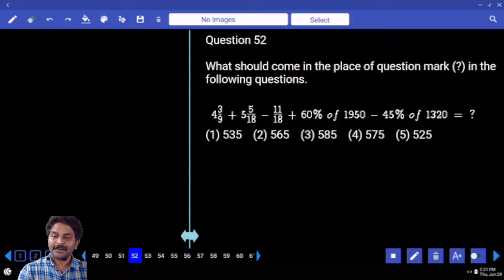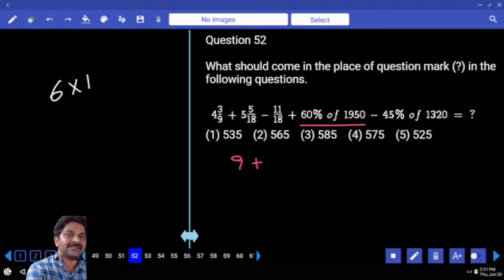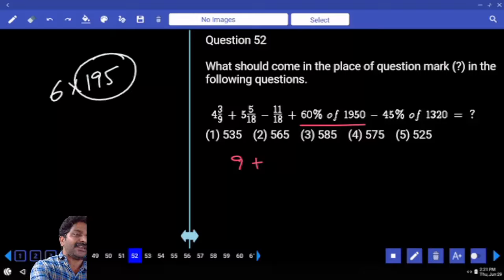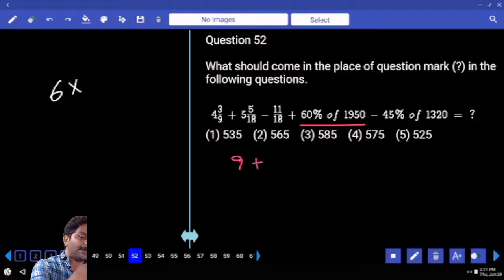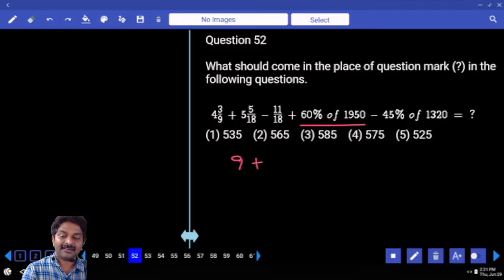Sum 9, plus 60 percent of this number. That is, I can write it as 6 into 10%, which is 195. 195 can be treated as 5 less than 200. If you identify it as 5 less than 200, 6 200s minus 6 into 5, 30. 1200 minus 30, 1170. Already 9 we have. 1179. The first numbers are over.